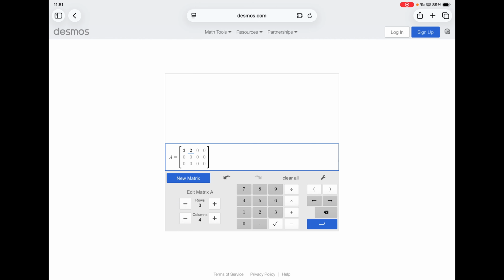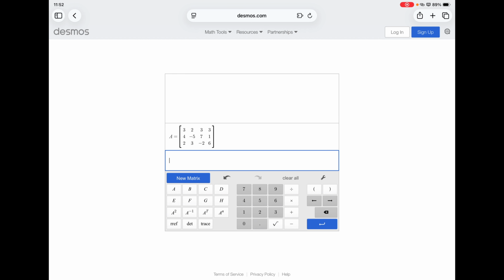And we start by entering the elements in the places of those zeros. So we have 3, 2, 3, and 3 in the first row, 4, -5, 7, and 1 in the second row. And on our third row, we have 2, 3, -2, and 6. Okay, so we're going to hit enter.